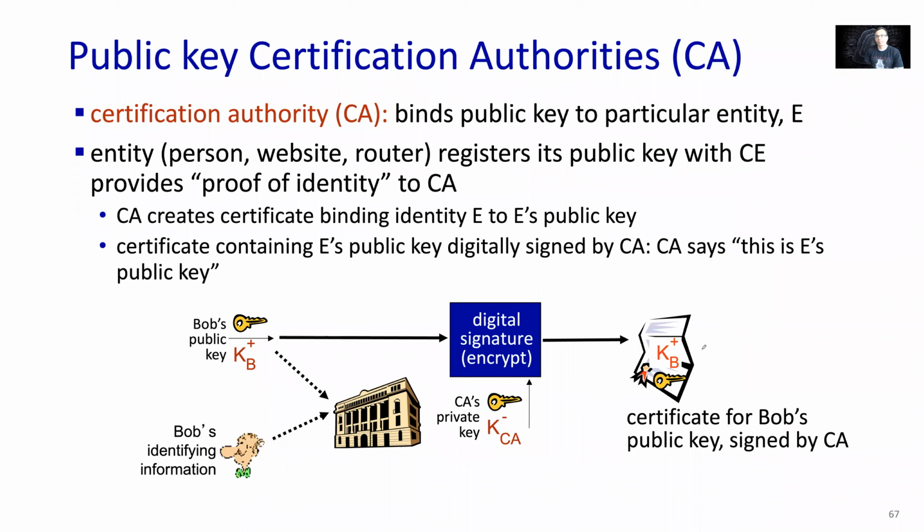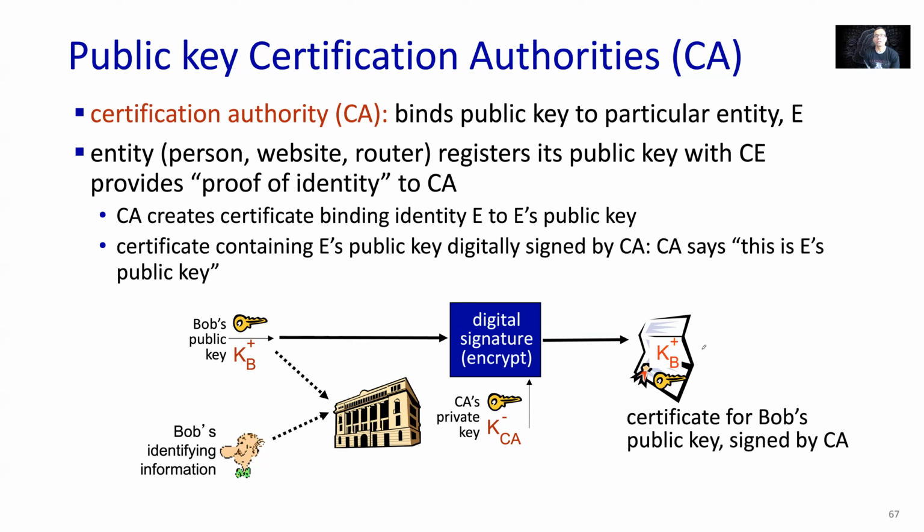So how do we address that problem? In other words, how does someone actually, when they get a key, how can they verify that this key actually belongs to that person, right? So if Bob is sending Alice his public key, how does Alice verify that this is indeed Bob's public key and not someone else's public key?